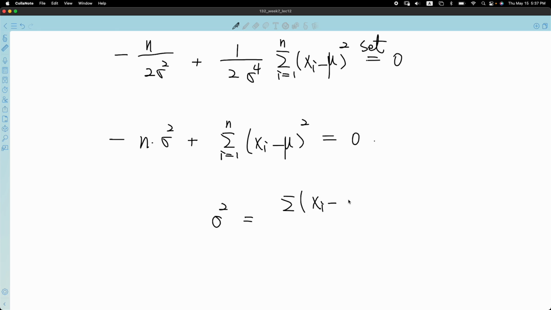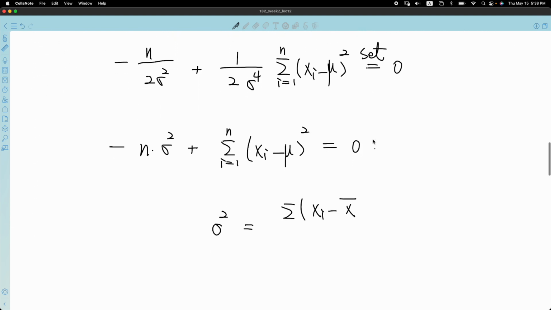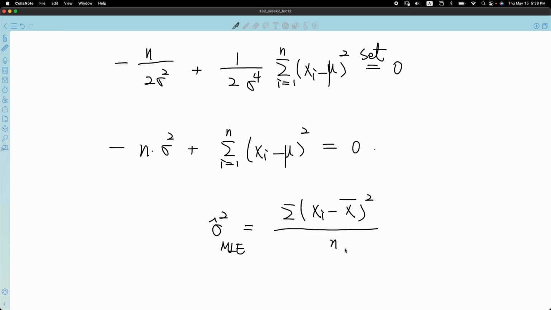So here I'm going to replace my mu with my maximum likelihood estimator for the mu. So here I'm going to write x bar, which I define as x bar. Okay, so this is my maximum likelihood estimator for the mu. And then when I'm writing my closed form solution for my sigma square hat MLE, I plug in the one that I obtained for the MLE, raised to the power of 2 divided by n. Okay, so that is my maximum likelihood estimator for the sigma square.